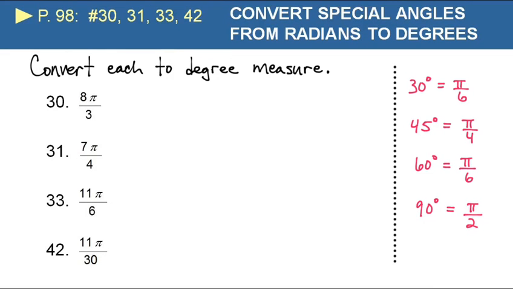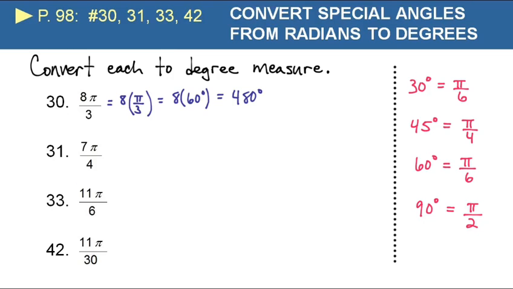Here are a few more problems from the same page in the book, only for these problems we're going from radians back into degrees. I'm going to start with 8 pi over 3. I notice that pi over 3 is one of the radian equivalents that I have memorized. Pi over 3 can be written as 60 degrees. So 8 pi over 3 becomes 8 times 60, which is 480 degrees.